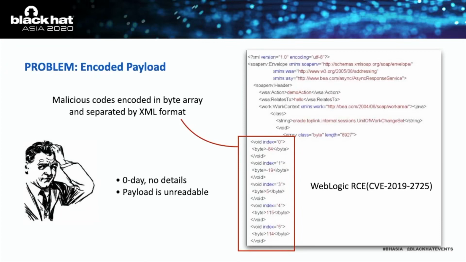This is the exploit of WebLogic RCE. As you can see in the red picture, those malicious codes were encoded in byte arrays and separated by XML tags. By combining those bytes and translating them into string format, you will get a malicious command. The question is, when the 0-day comes, no one knows how it works. Looking at the HTTP POST data, even experts cannot tell if it's malicious or not.